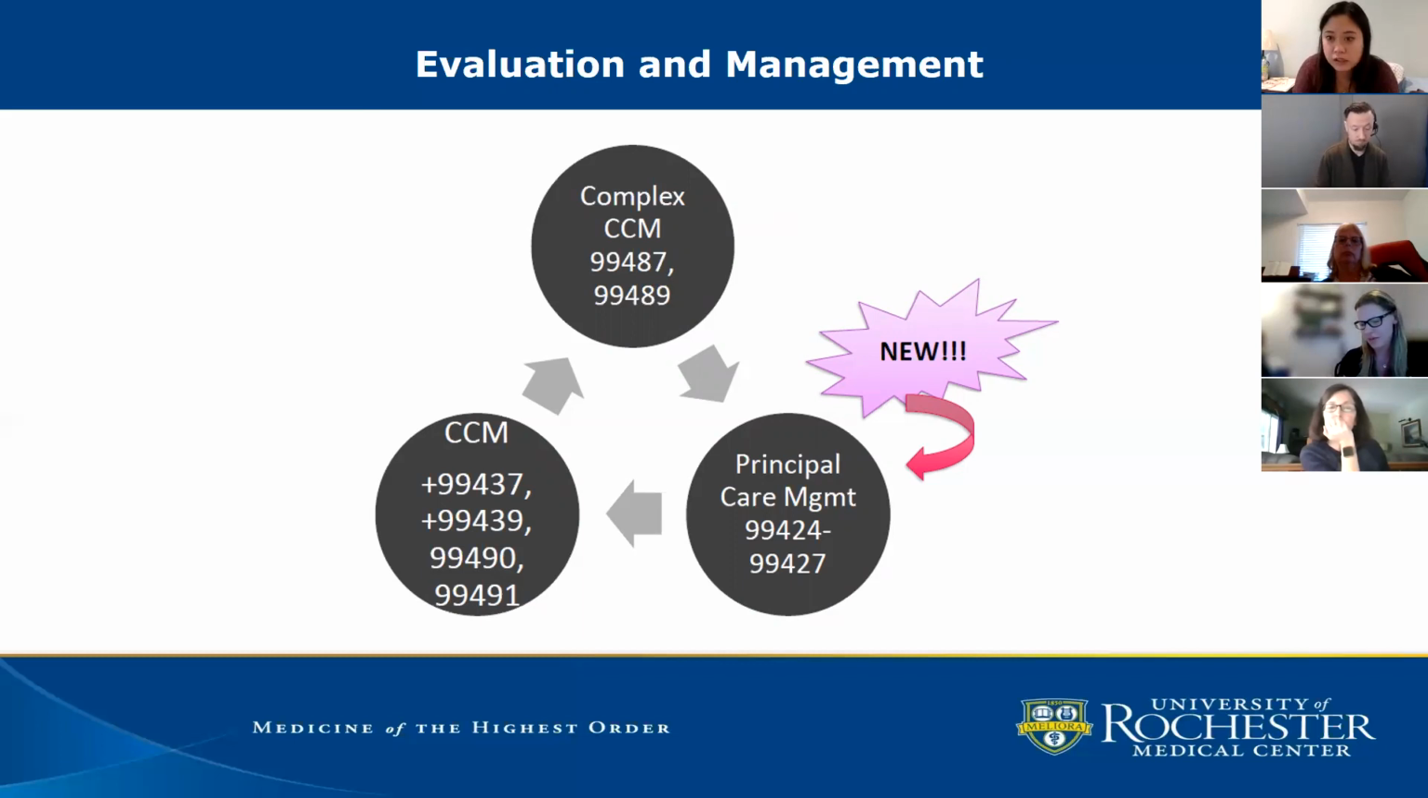And for principal care management, the 2 new codes that we have there, 99424 and 99427, are actually replacements for HCPCS level 2 codes that used to be G codes. So you may have seen them before. They were reported with G2064 and G2065.